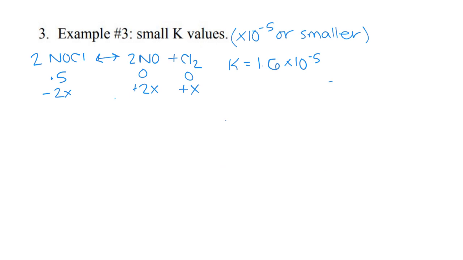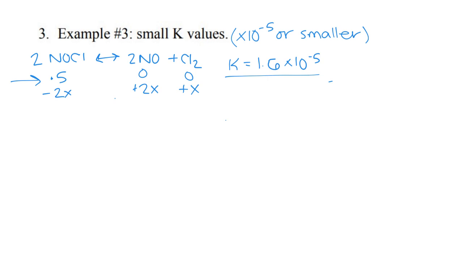Let's go ahead and take a look at another example. Again, I'm not going to spend a lot of time going through setting up the ice table. This one doesn't even actually have the problem here, but let's say you're doing an equilibrium problem. This is my equation with 2 NOCl and 2 NO and Cl2 over on my product side. Let's also say in the problem that we're given our initial concentration of NOCl as 0.5 and my initial concentrations of my products. Let's also say that we're given K. And the question is to find our concentrations at equilibrium, solve for X.